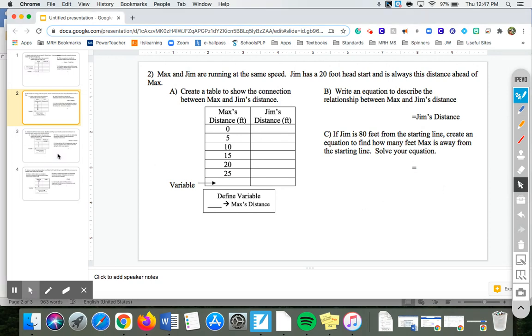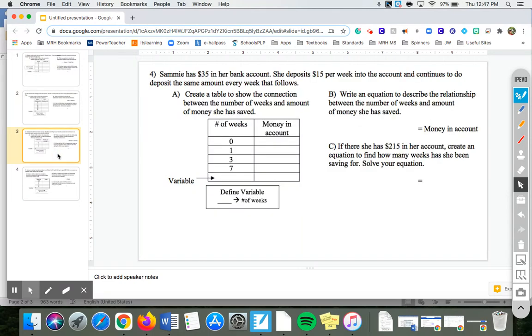So looking at a two-step equation now. One-step equation just means that there's going to be one operation acting on your variable. In this equation, there's going to be two operations acting on a variable. So Sammy has $35 in her bank account. She deposits $15 per week into the account and continues to deposit the same amount each week that follows.